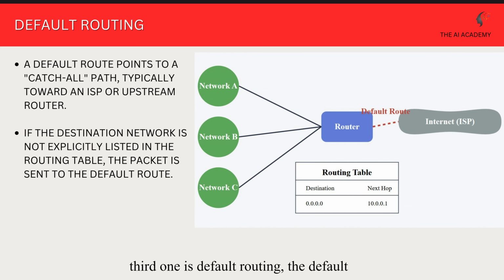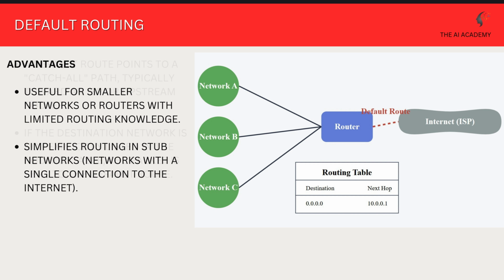And the third one is default routing. Default routing is used when there is no specific route in the routing table for a destination. It's like a fallback route. A default route points to a catch-all path, typically toward an ISP or upstream router. If the destination network is not explicitly listed in the routing table, the packet is sent to the default route. The advantages of default routing are that it is useful for smaller networks or routers with limited routing knowledge. It simplifies routing in stub networks, networks with a single connection to the Internet.